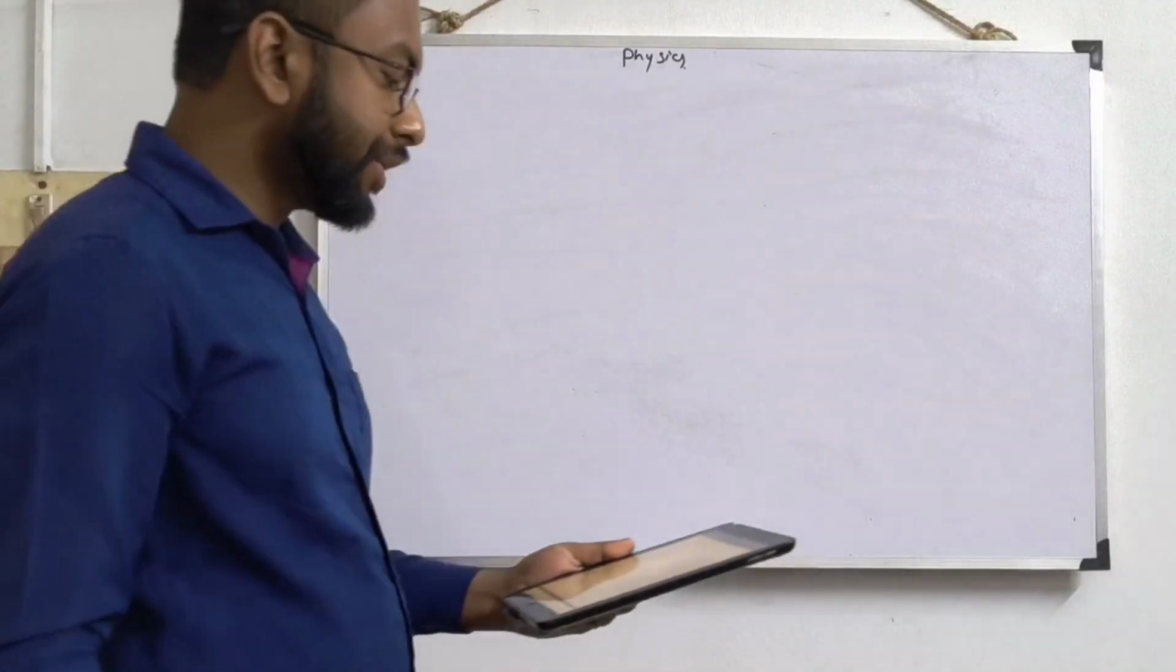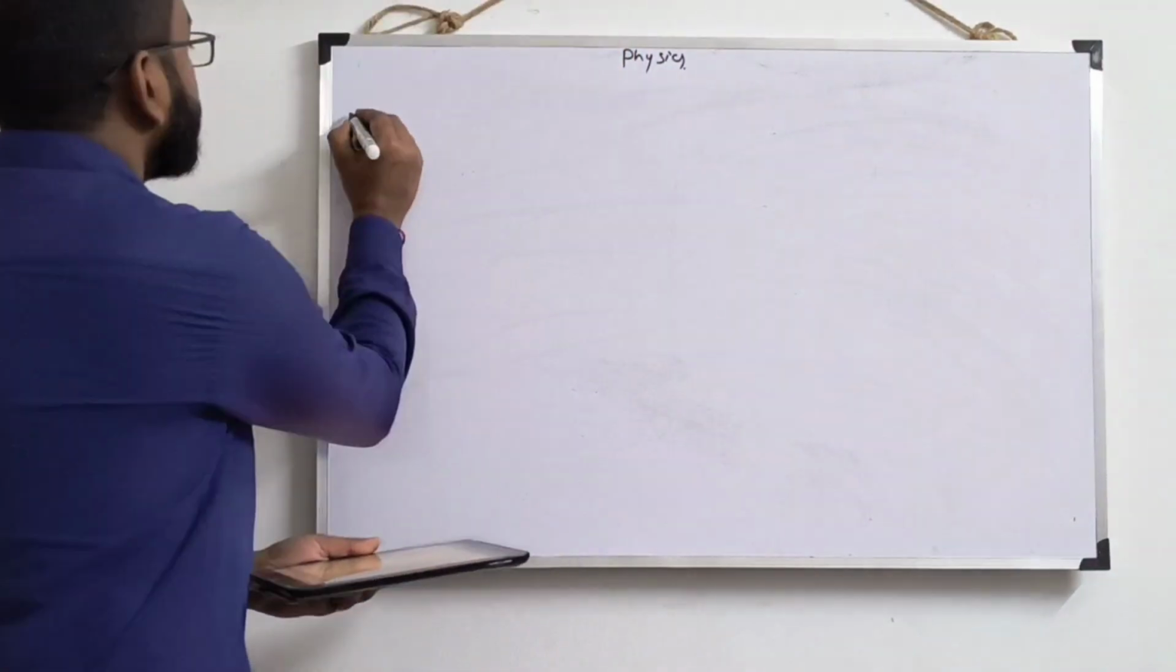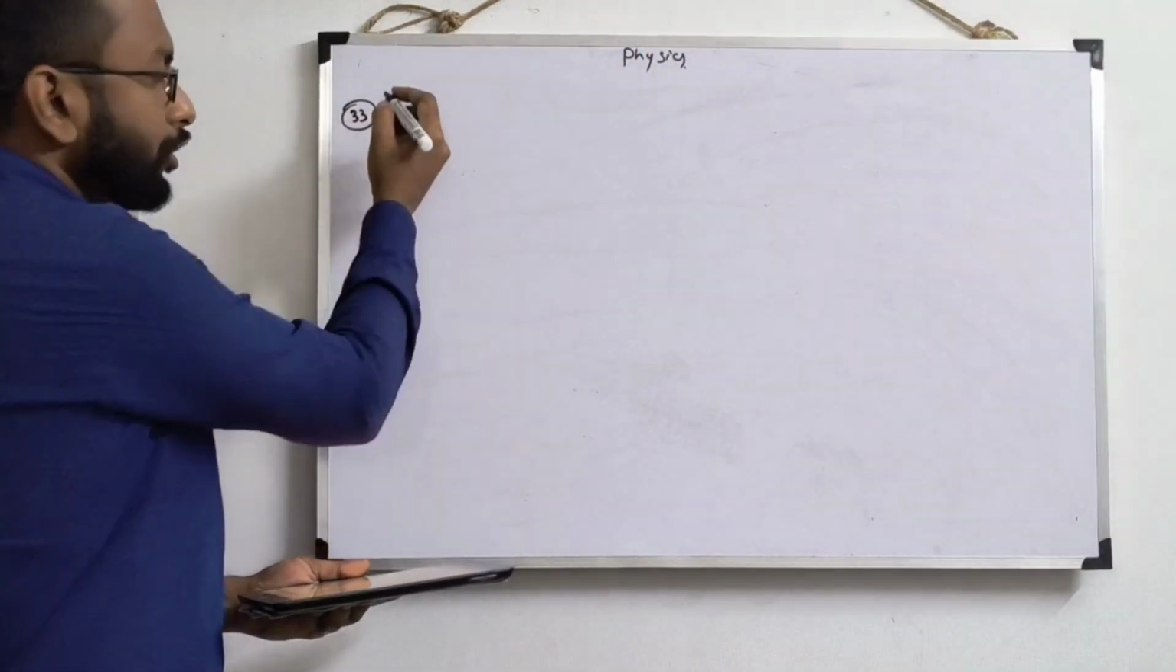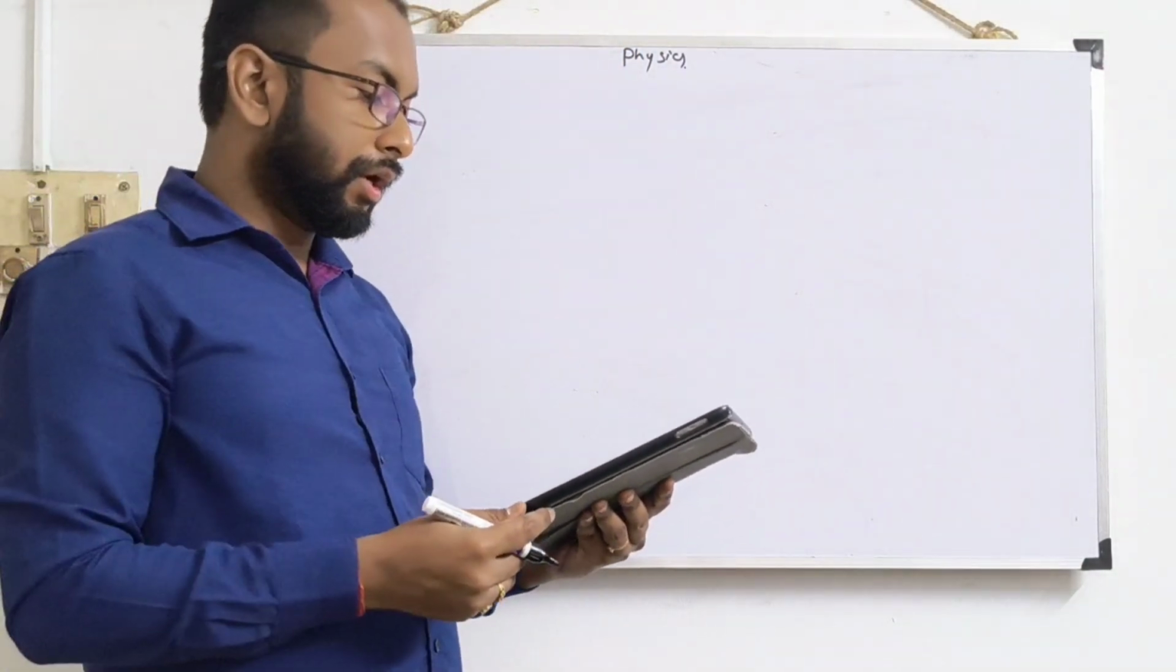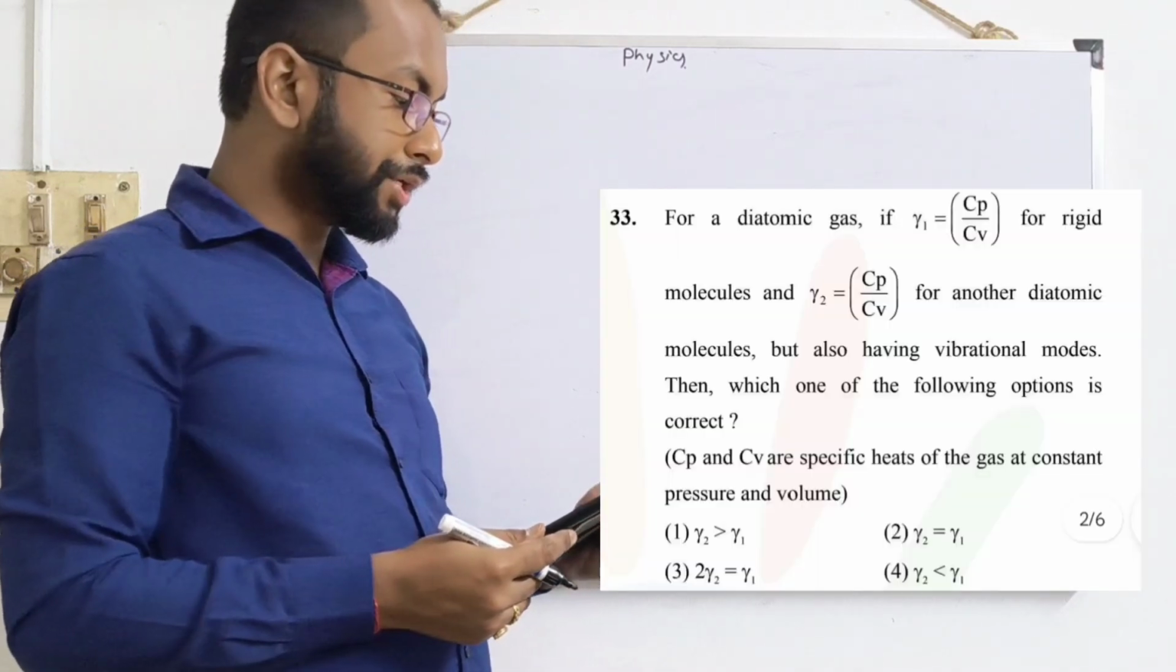So basically you are able to see that it is a very easy question they are asking, not a very tough question. So if you have good practice, then you will be able to solve it very easily. So the next question will go, that is 33.